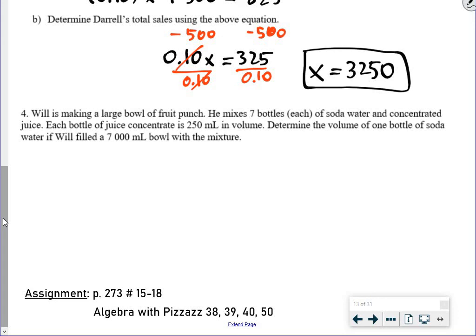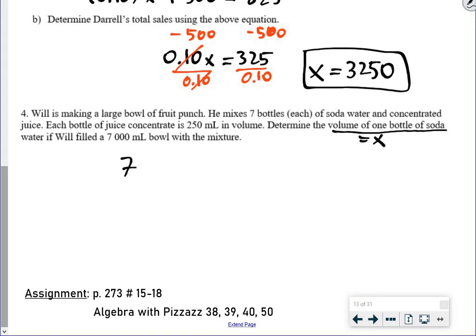Okay, last question we'll go through. Will is making a large bowl of fruit punch. He mixes 7 bottles each of soda water and concentrated juice. Each bottle of juice concentrate is 250 mils in volume. Determine the volume of 1 bottle of soda if Will filled 7,000 mils with the mixture. So determine the volume of 1 bottle of soda. That's the thing we need to figure out, so we'll call that X.